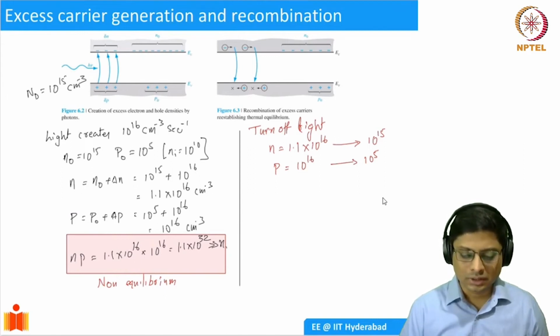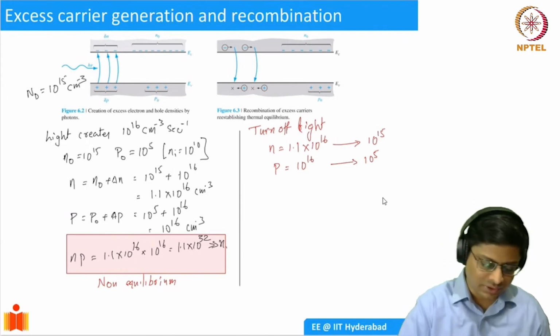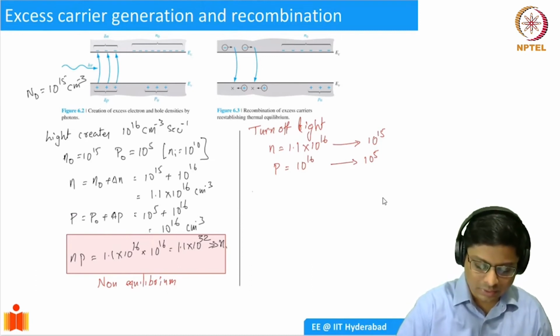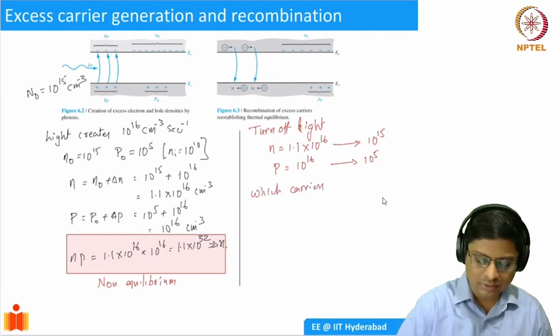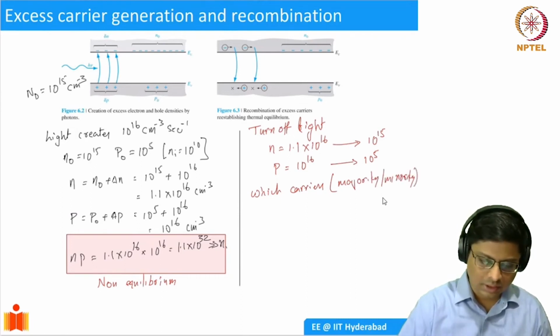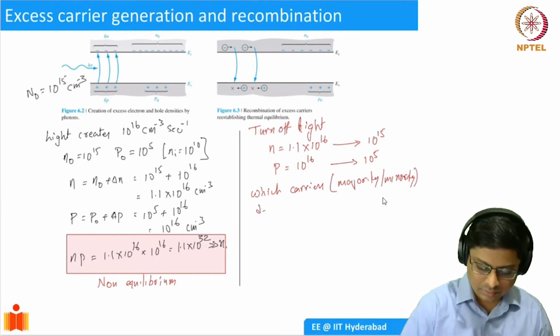So I'll ask you a very important question that I need you to pay attention to. Think about which carriers, majority or minority, determine the rate of recombination.